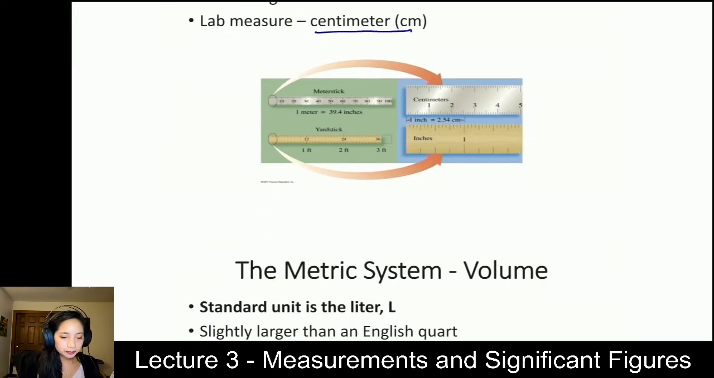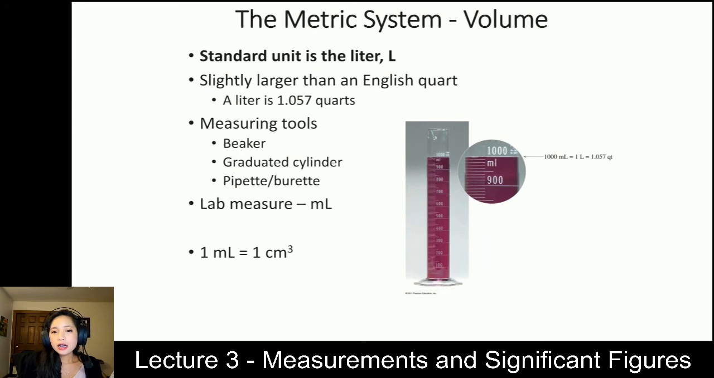The next measurement that you might make in lab would be volume of, say, liquids. So the standard unit of volume is a liter. It's slightly larger than a quart that you and I might think of. There are 4 cups in a quart to get your mind wrapped around that. And so a liter is just slightly larger than a quart. So the measuring tools that you might use to figure out the volume of an object would include a beaker, where there are volume markings on the beaker, a graduated cylinder, or a pipette or a burette.